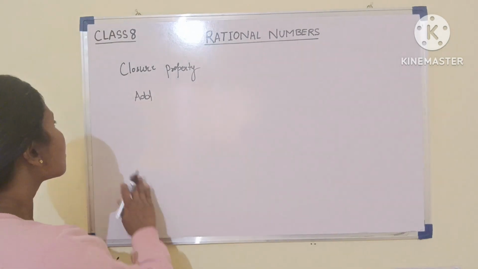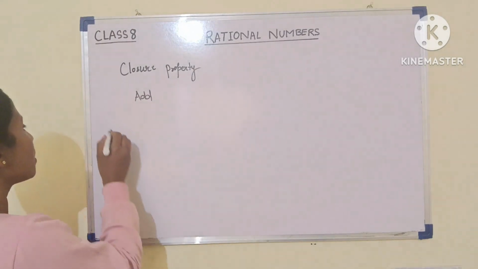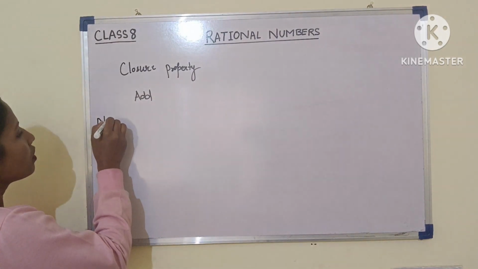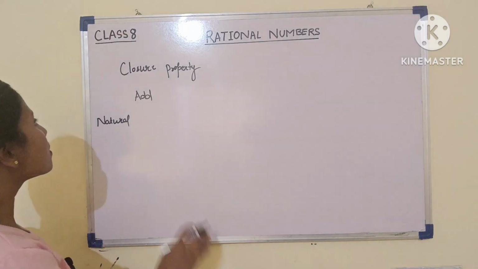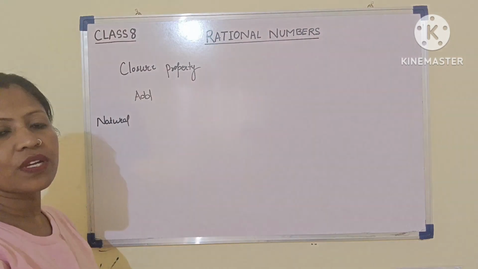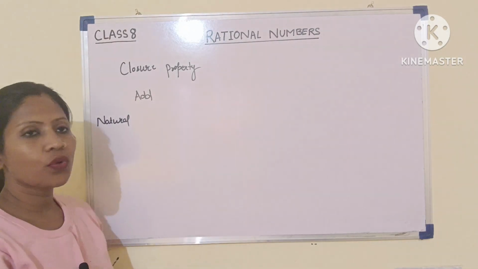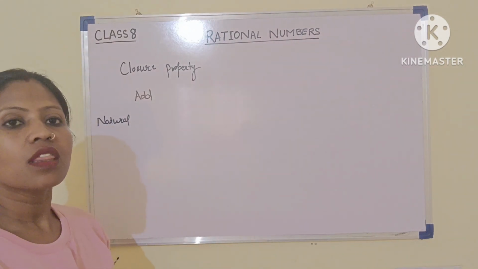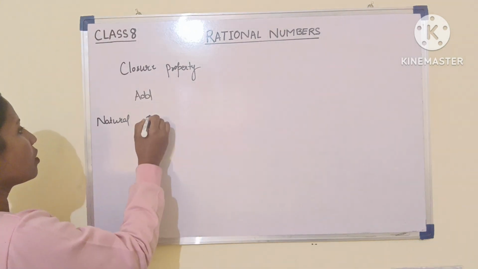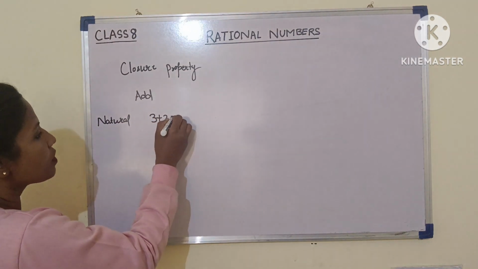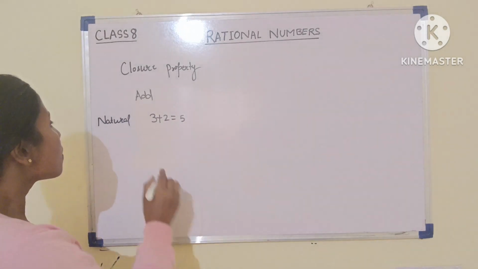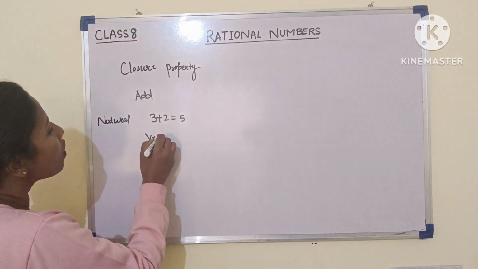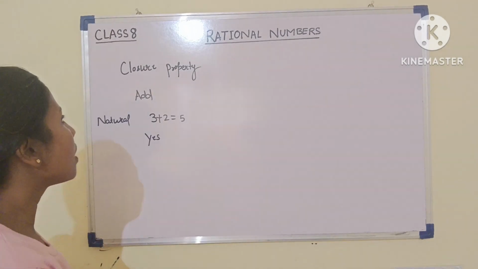Okay. So I am starting with the natural numbers. What is the definition of this property? For addition, if you are adding two natural numbers, the result should be a natural number. If we add two natural numbers, the result is a natural number. So this property is followed by natural numbers.